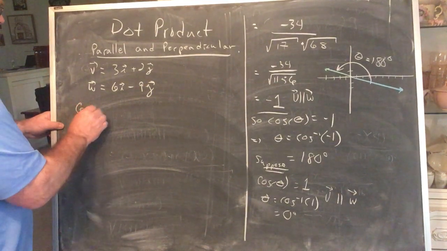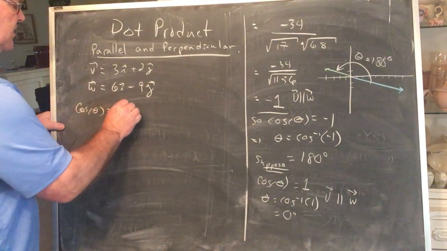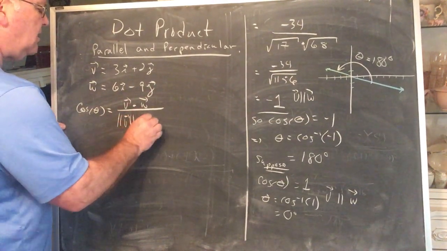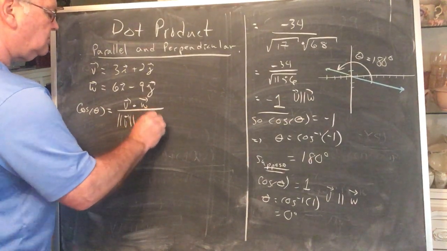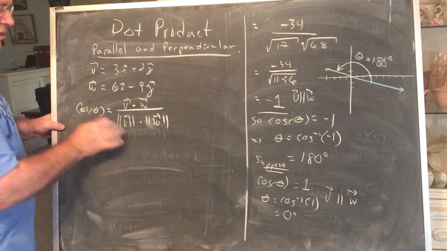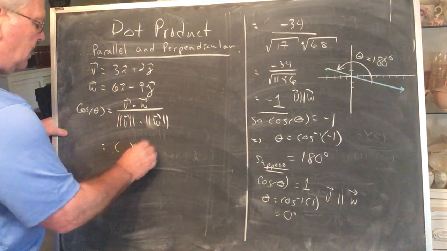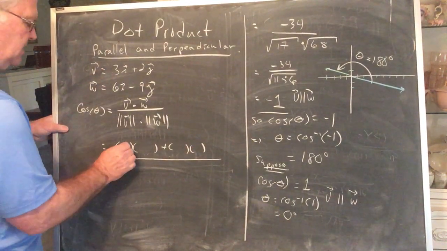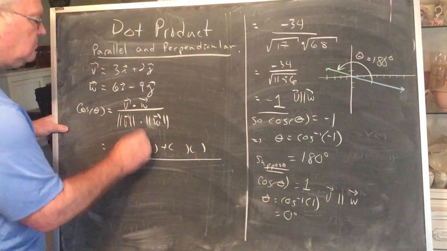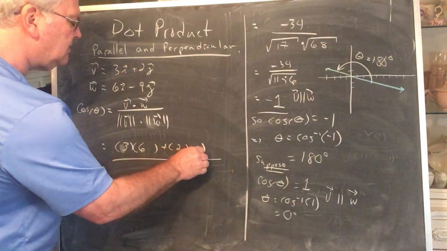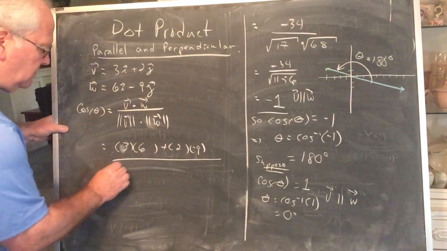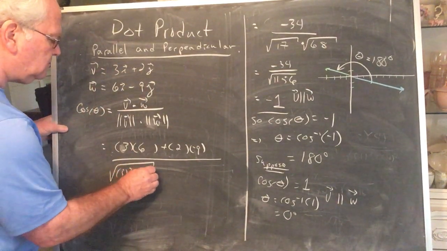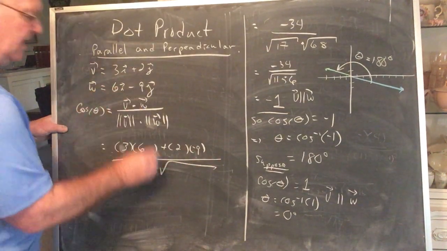Well, we know cosine theta is equal to the dot product over the product of the magnitudes. Dot product over the product of the magnitudes. The dot product is 3 times 6, plus 2 times negative 9, and then we have the magnitudes, square root of 3 squared plus 2 squared, and square root of 6 squared plus negative 9 squared.